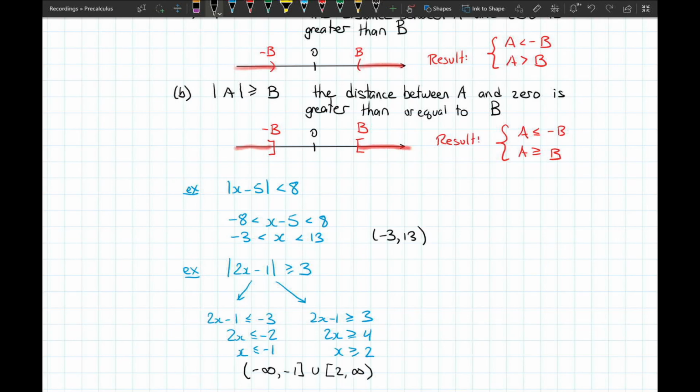And both of these solutions should be better written in interval notation. And of course, keep in mind that infinity always has round brackets, and if x can be in more than one different interval, then we should union the two intervals together.